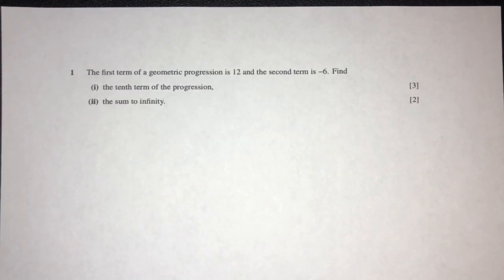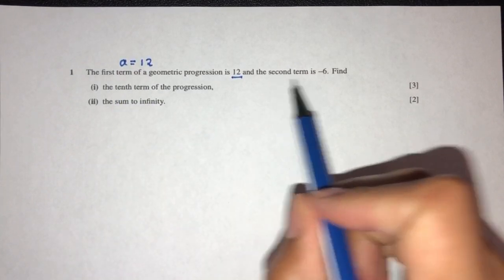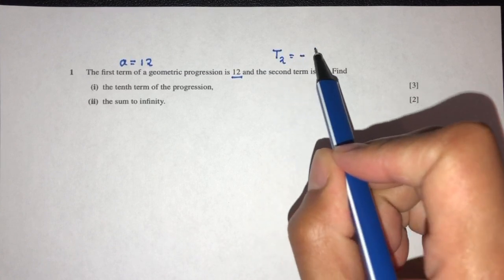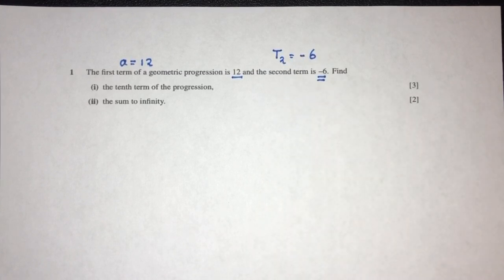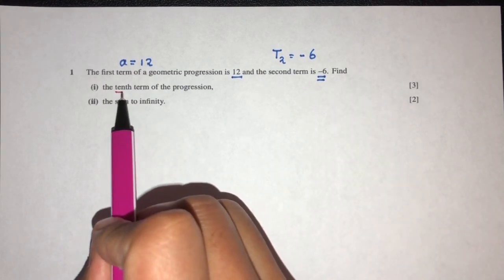The first term of a GP is 12. Okay, first term is A, so A is 12. And the second term is minus 6. So second term, T of 2 is minus 6. These are the given information. Now, part 1. We have to find the 10th term of the progression.